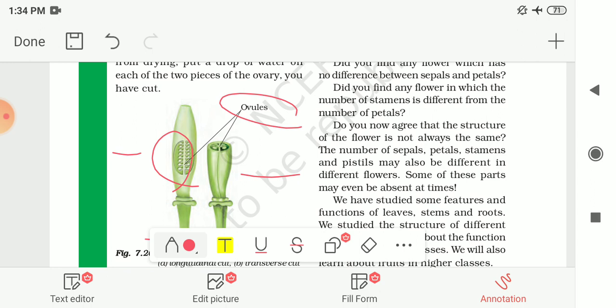After studying this many flowers, you will agree that the structure of a flower is not always the same. All the flowers have different kinds of structures. They have different numbers of sepals, petals, stamens and pistils, and these may also be different in different flowers. Some of these parts may even be absent at times. So now let me complete the table 7.3.